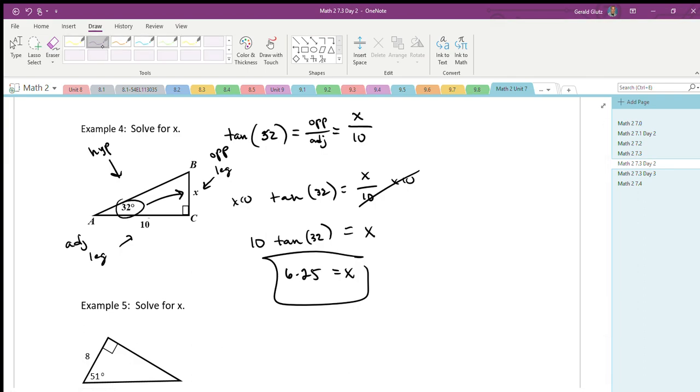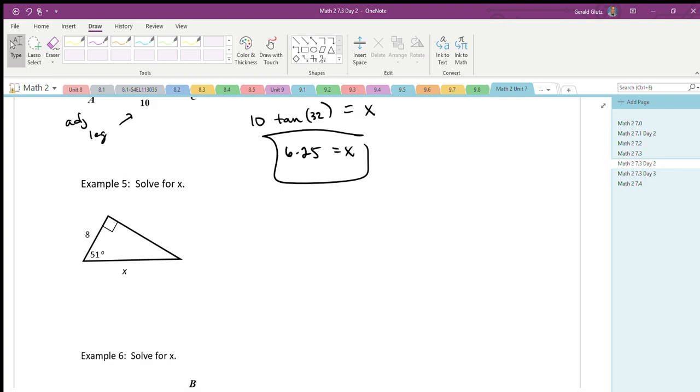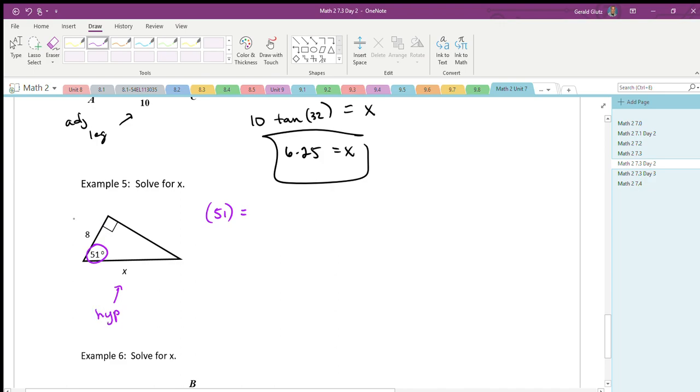In example 5, we got to solve for x. So again, first thing we want to do is analyze which two sides they give us and which angle. So we're using this angle obviously. So we're going to have something of 51 equals something. So this side is opposite of the 90-degree angle, so that would make this the hypotenuse. This is a leg and this is a leg.